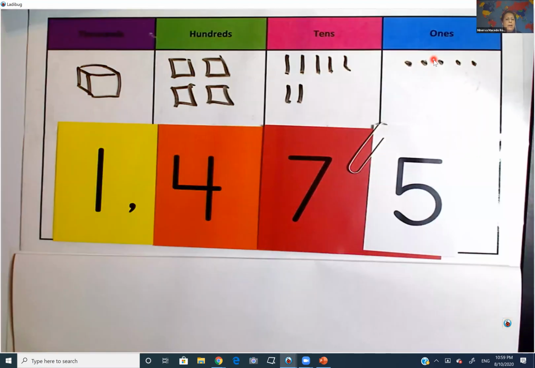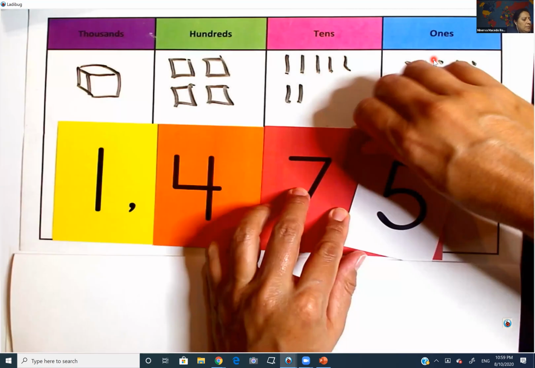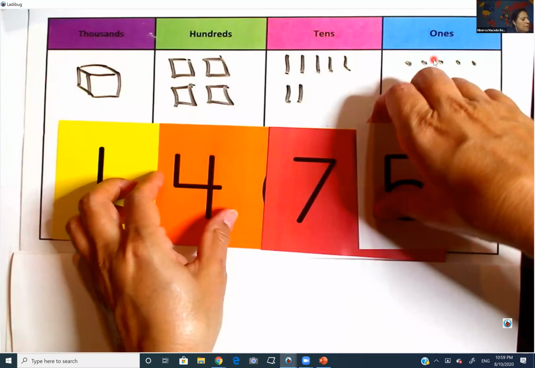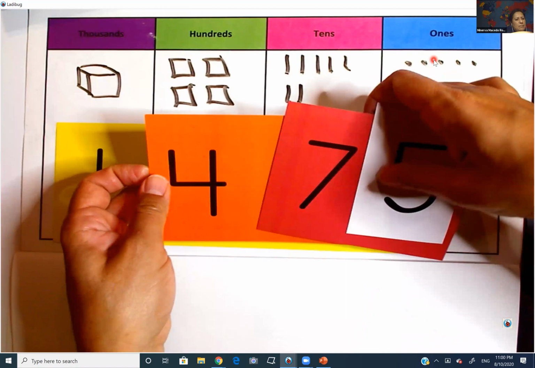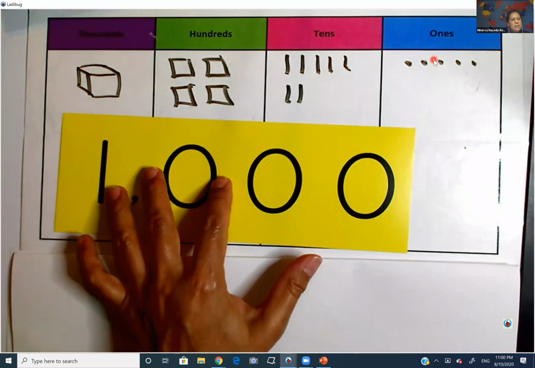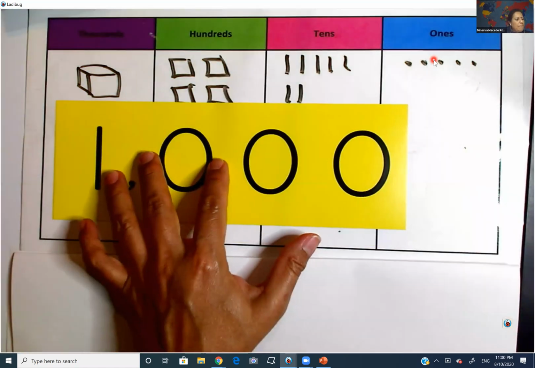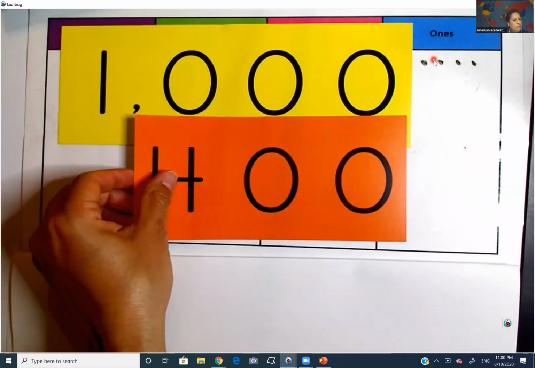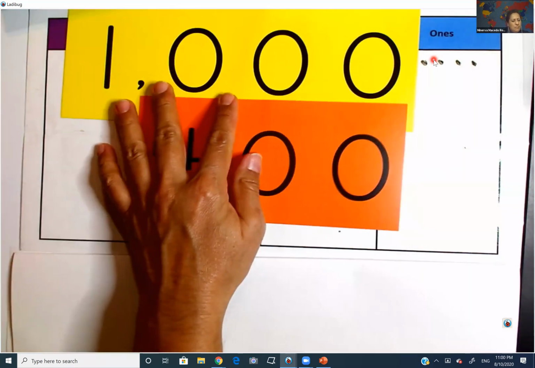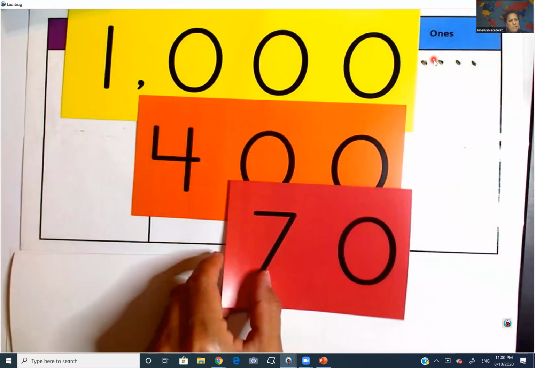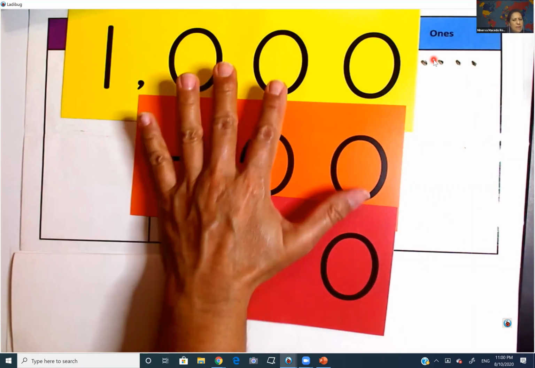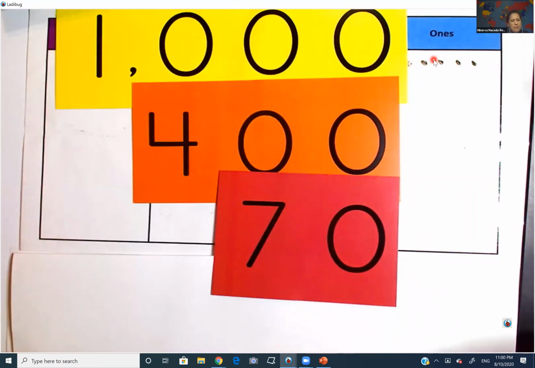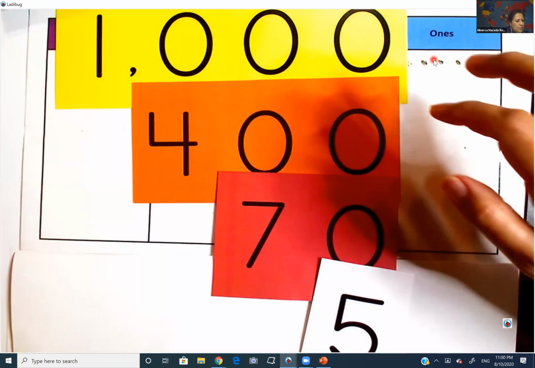Now, let's look for the value again. The 1 is going to represent 1,000. So that 1 represents 1,000. The 4 represents 400. The 7 represents 70. That's the value. And the 5 represents 5 ones.